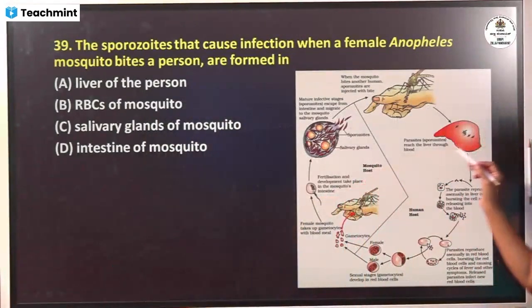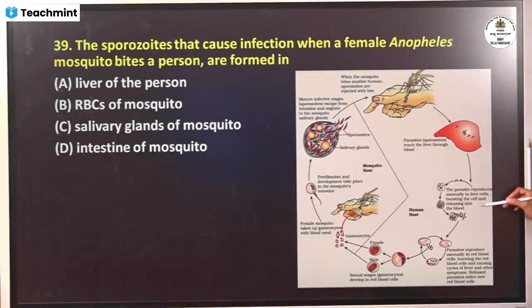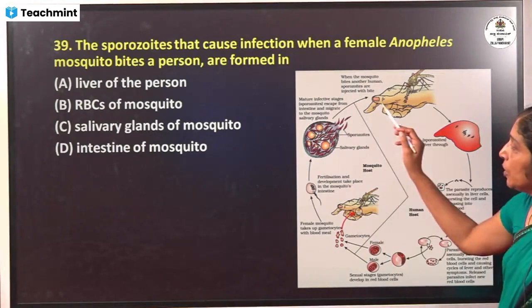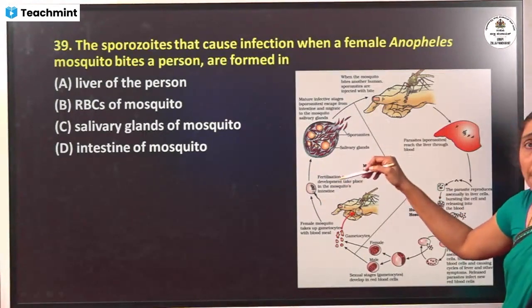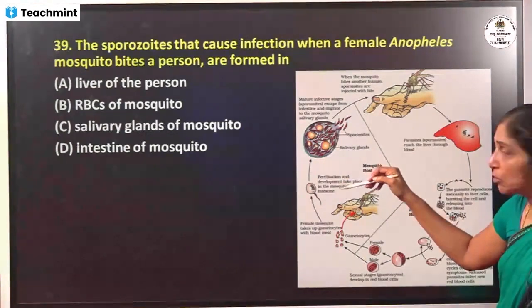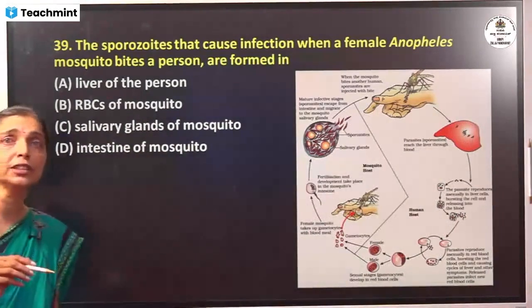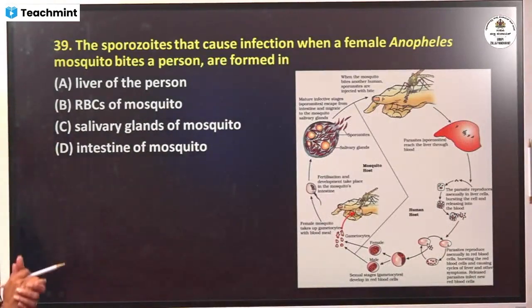In the liver they are going to reproduce asexually, and then they are going to be transformed into your gametophytic stages. From there, merozoites and all will form. Here, it is once again bitten by another mosquito, and it will move on into your mosquito. In the mosquito, it is going to complete its life cycle. Now remember, the sporozoites that cause infection when a female Anopheles mosquito bites a person are formed where?